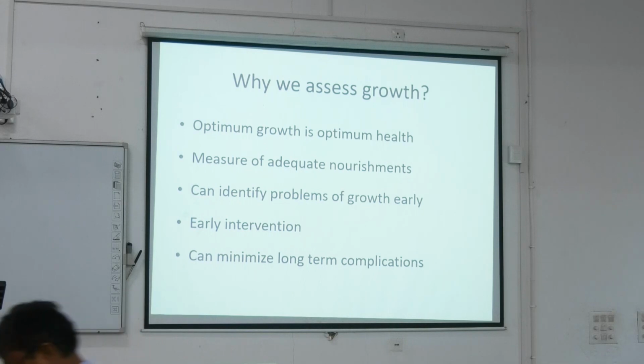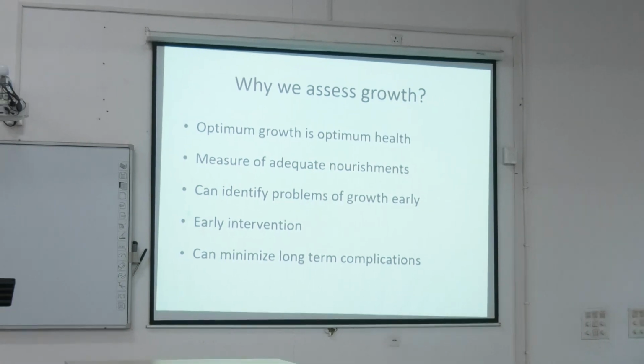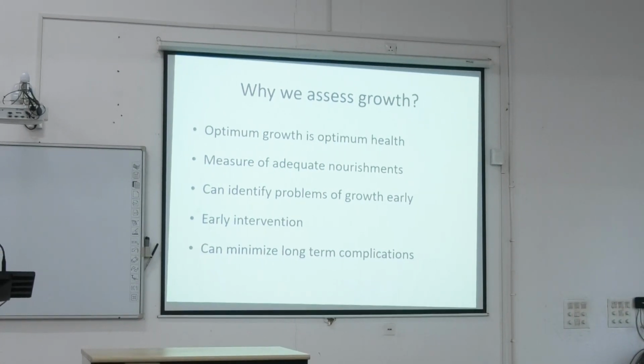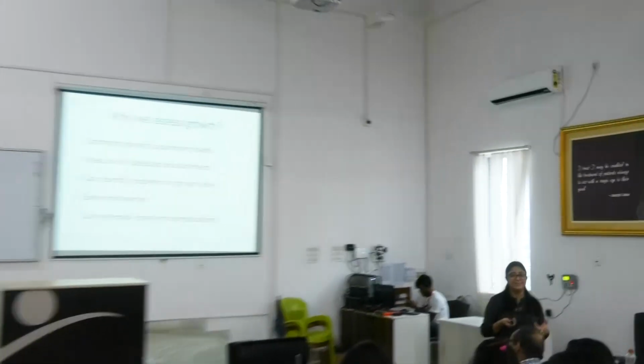So why assess growth? Why do WHO, UNICEF, all these big organizations, go after this assessment of growth and produce growth charts and everything? Why do we assess growth? So optimum growth is optimum health. How many of you agree? Agree. Okay. So why not more growth is more health? Obesity will happen, yes, very good. So optimum growth is optimum health. We need a balance: not growing very much and not growing very little.